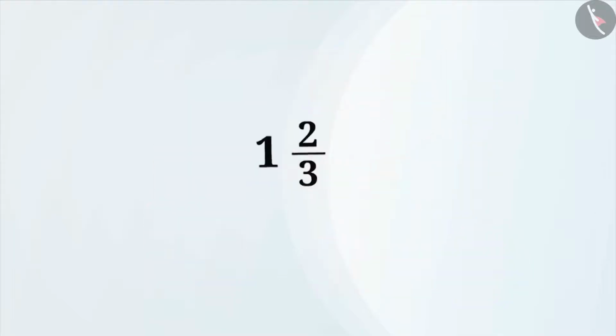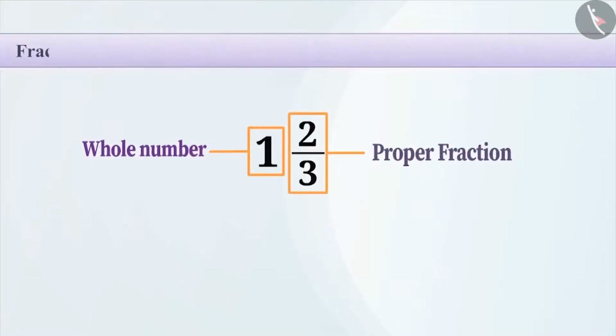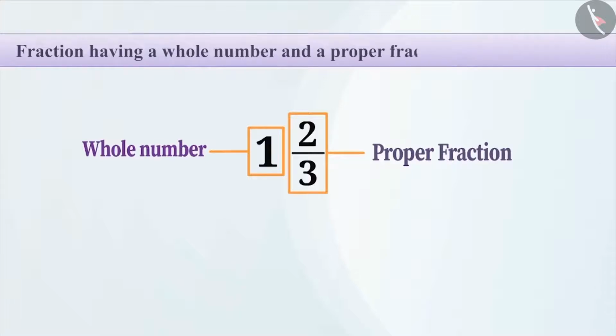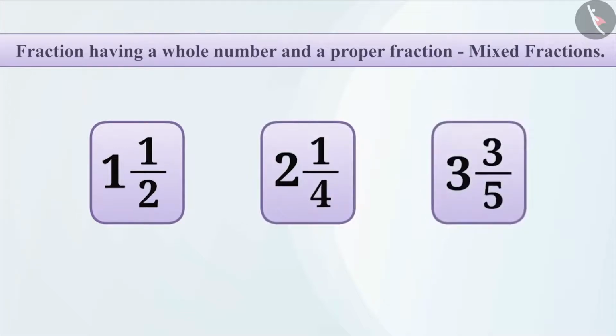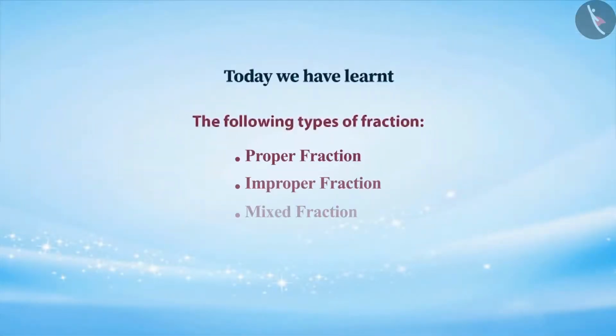As you can see, in this fraction, there is a whole number and a proper fraction. Fractions having a whole number and a proper fraction are called mixed fractions. Some other examples of mixed fractions are 1 1/2, 2 1/4, 3 3/5, etc. Today we have learned the following types of fraction. In the next video, we will see some examples related to this.